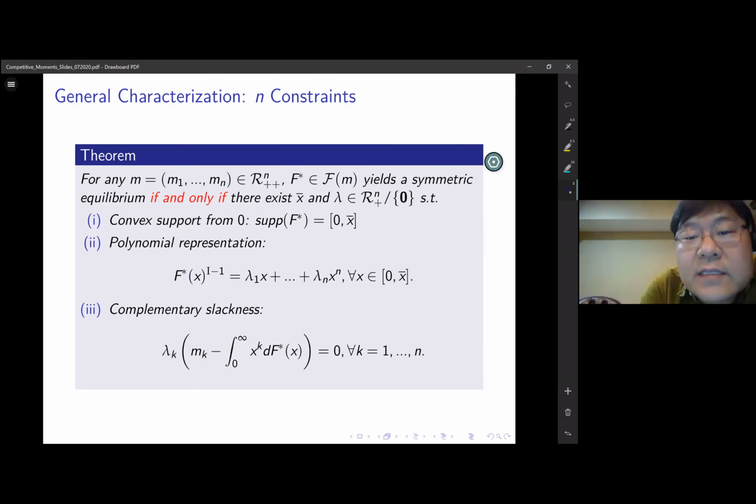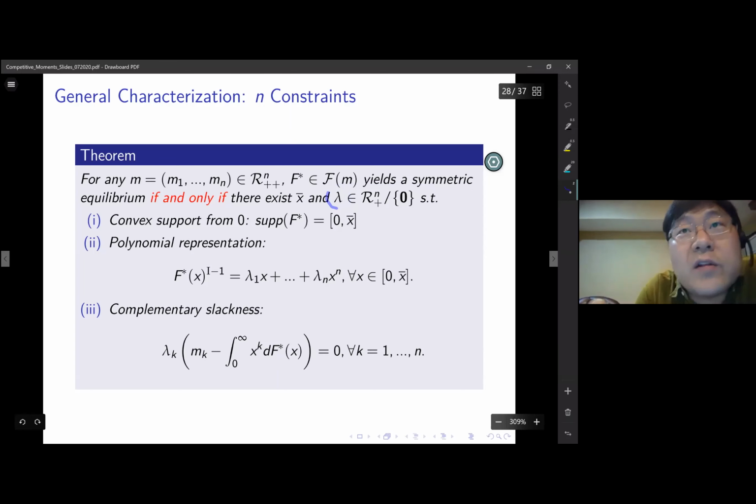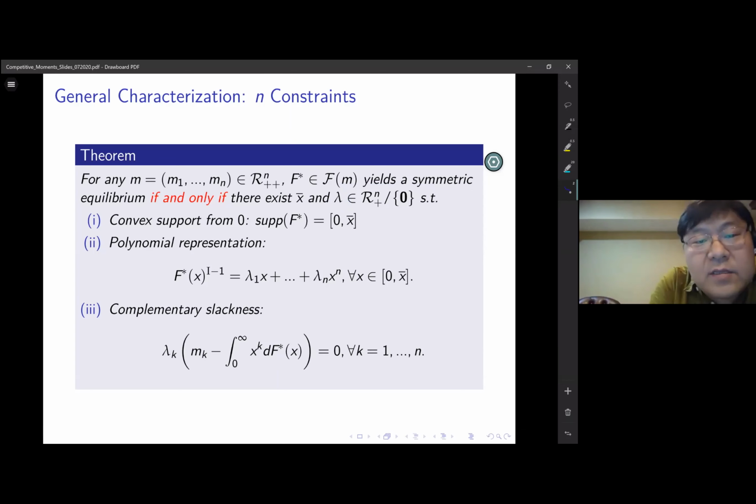if there exists a scalar x upper bar, which is of course the upper bound of the support, and a non-negative n-dimensional vector lambda that have the following three properties. First, the support must be convex starting from 0. I guess this is not a surprising result. Second, because there are n constraints, this F star to the I minus 1 should be expressible as a polynomial function with degree less than or equal to n, and these lambdas are the coefficients of this polynomial function.